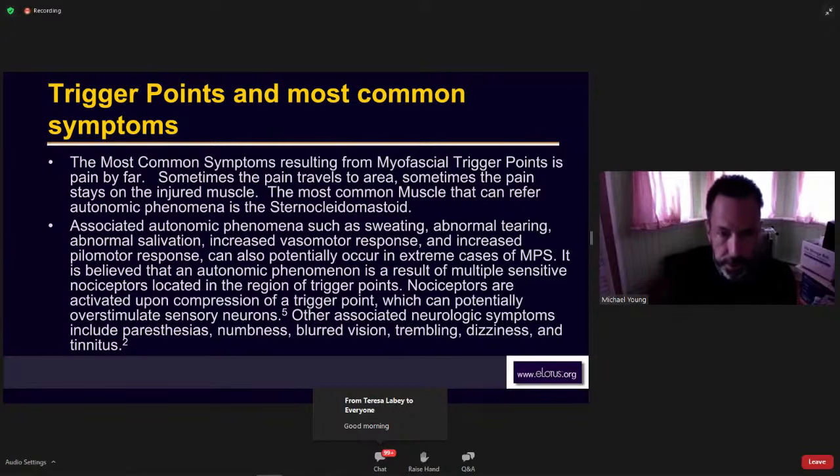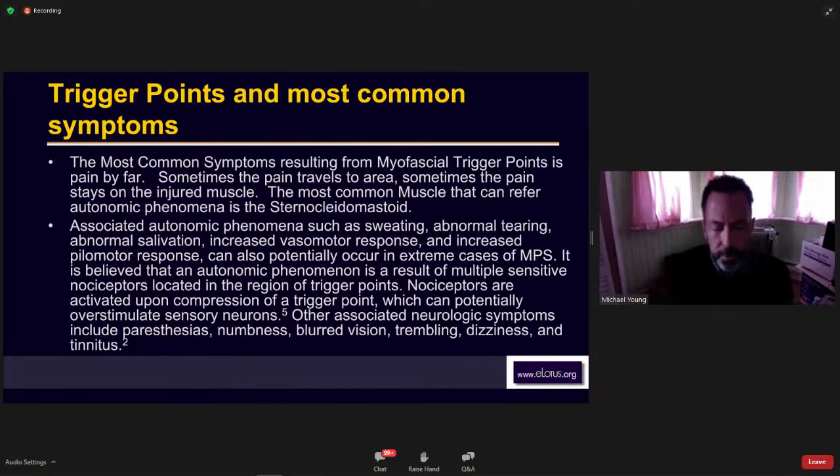Associated autonomic phenomena such as sweating, abnormal tearing, abnormal salivation, increased vasomotor response, and increased pilomotor response can also potentially occur in extreme cases of myofascial pain syndrome. It is believed that autonomic phenomena are a result of multiple sensitive nociceptors located in the region of trigger points. Nociceptors are activated upon compression of a trigger point, which can potentially overstimulate sensory neurons. Other associated neurological symptoms include paresthesias, numbness, blurred vision, trembling, dizziness, and tinnitus.